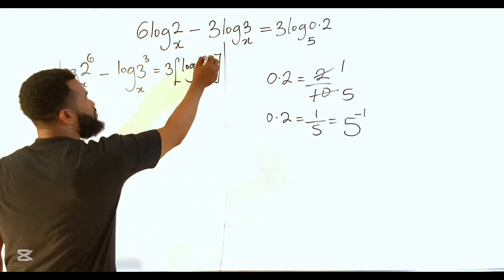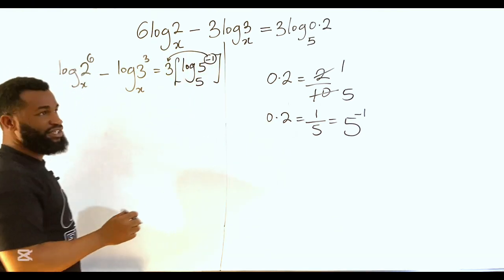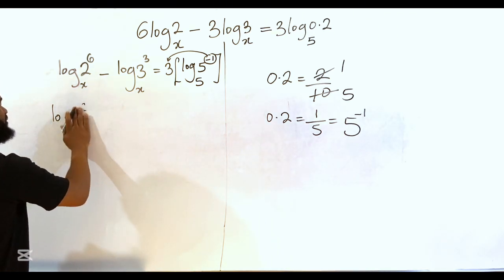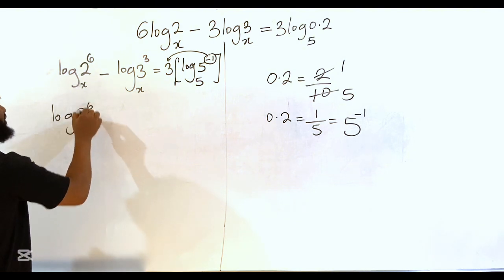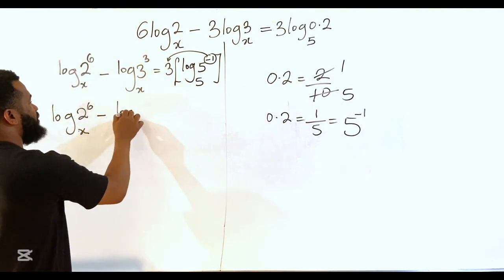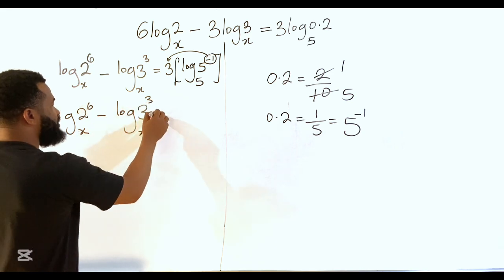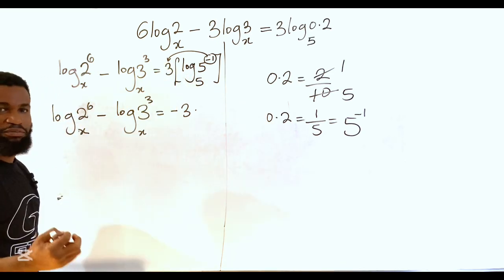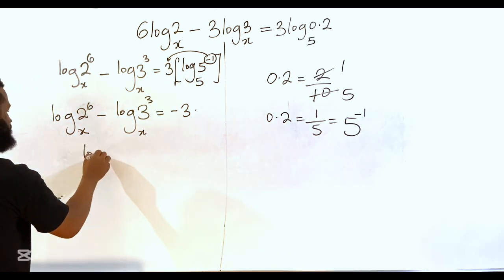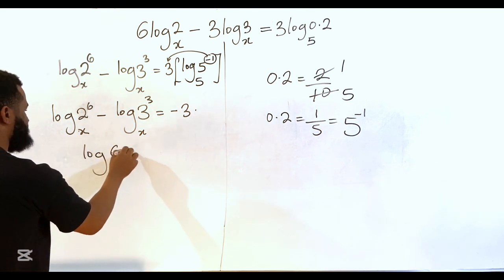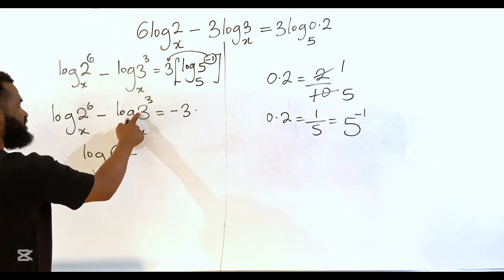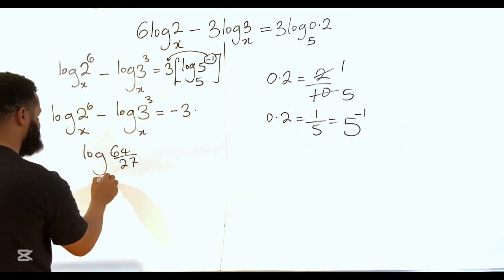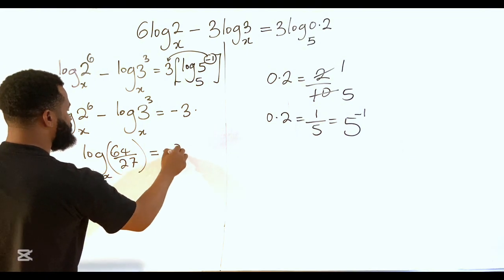So what do I do? This minus 1 is coming to multiply 3. So I'm going to have log 2 raised to power 6 base x minus log 3 raised to power 3 base x is equal to minus 3, because minus 1 multiplying 3 is going to be minus 3. So at this point, 2 raised to power 6 is going to be 64, divided by 3 raised to power 3, which is 27, all base x. And this is equal to minus 3.